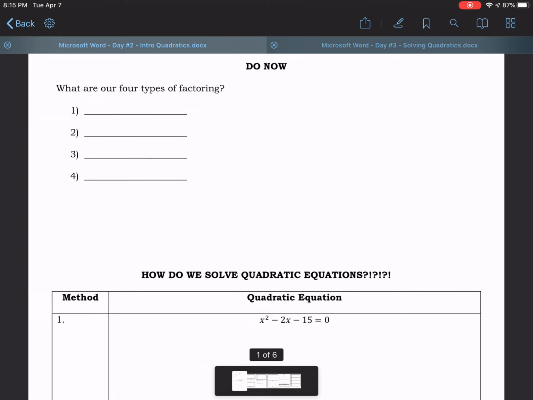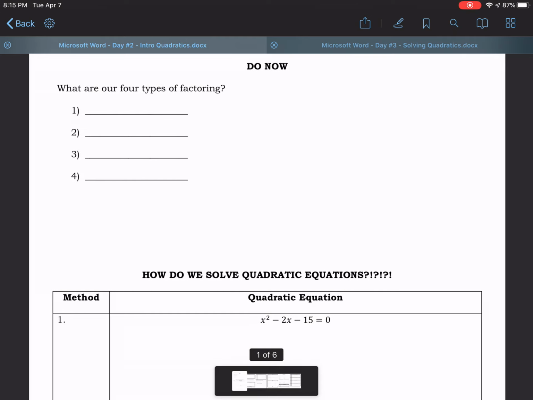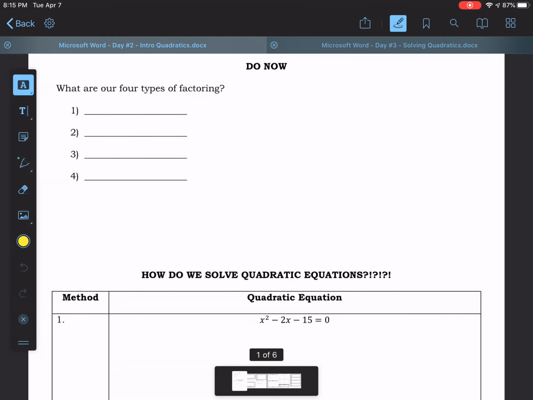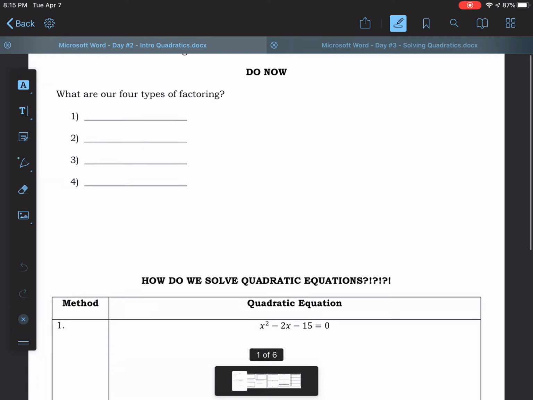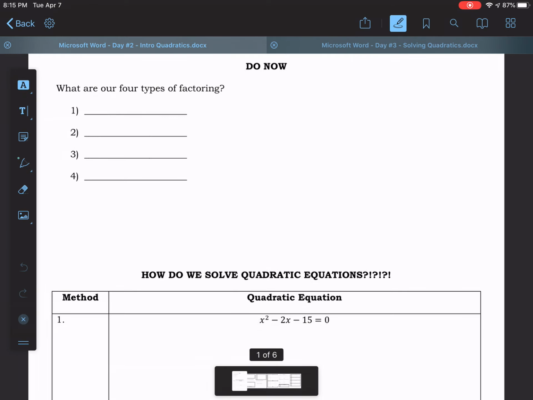Right, so we're going to talk about solving quadratic equations. But before we do that, I want to go over what types of factoring we've discussed in this unit so far. So there have been 4 types of factoring that we've talked about.